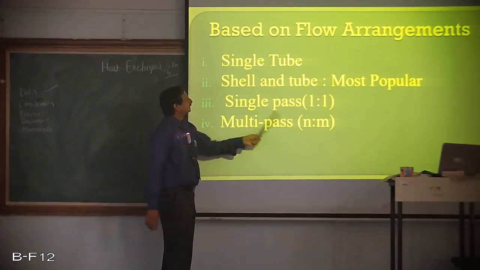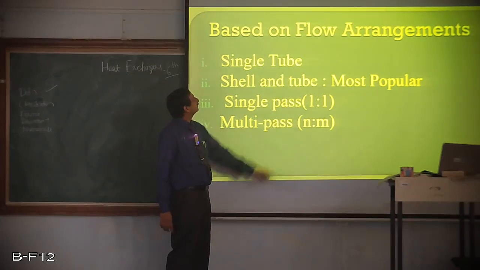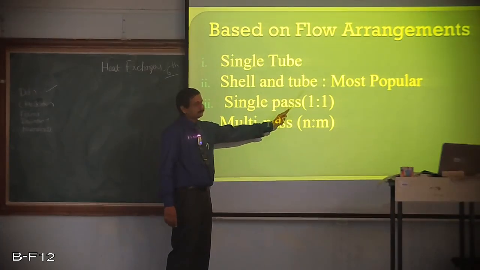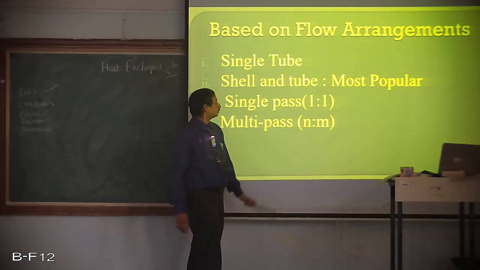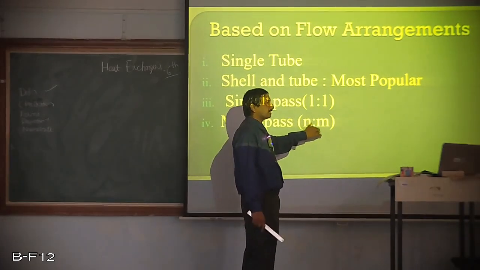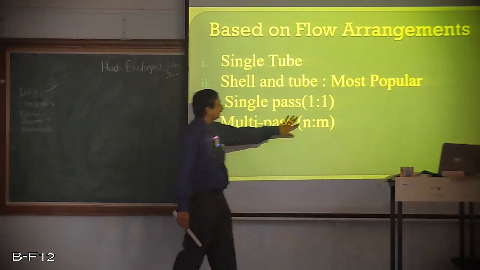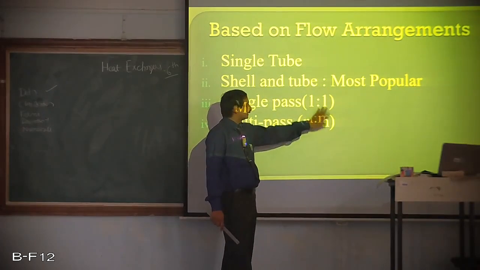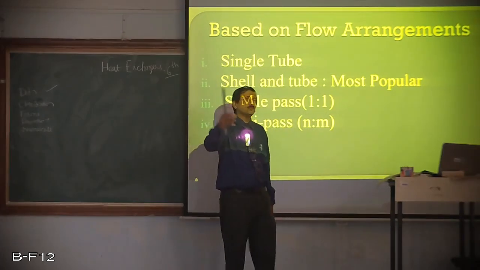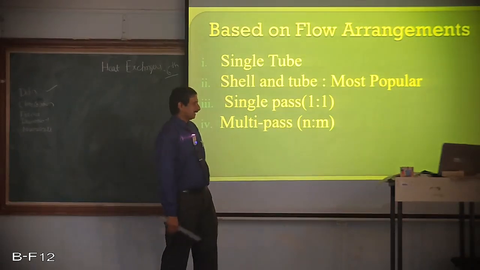Okay, then single pass means what? Both the shell as well as the tube are going in 1:1, then the multi-pass is N:M. So N is in the shell and M is in the tubes. In general, N will be 1, 2 like that, whereas M will be 2, 4, 6, 8, 12 like that. That will be taken in the later stage.